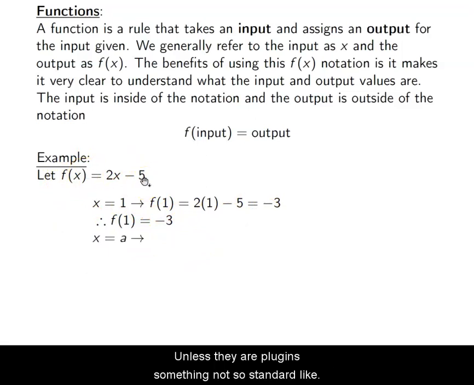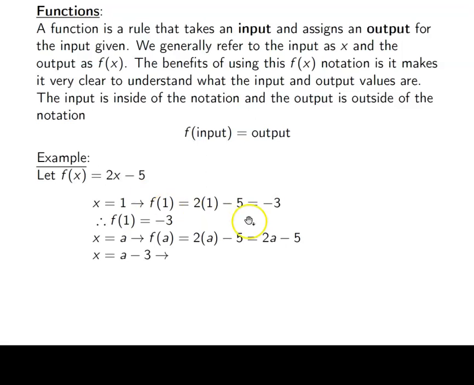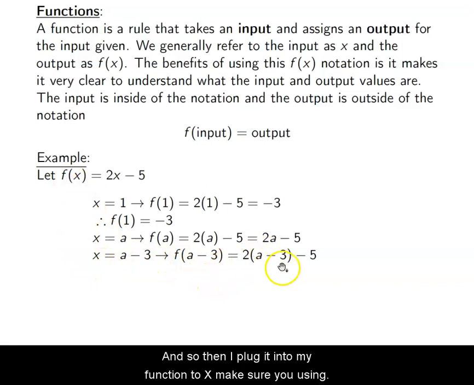Now let's say I plug in something not so standard like a. Okay, a is another variable, but we call this a fixed variable. So if I plug in a fixed variable of a, then everywhere I see x, I do the same thing and I just plug in a. If I plug in a minus 3, that's that same fixed value, but 3 less than it. Well, everywhere I see x, I plug in a minus 3. And so then I plug that into my function, 2 times a minus 3.